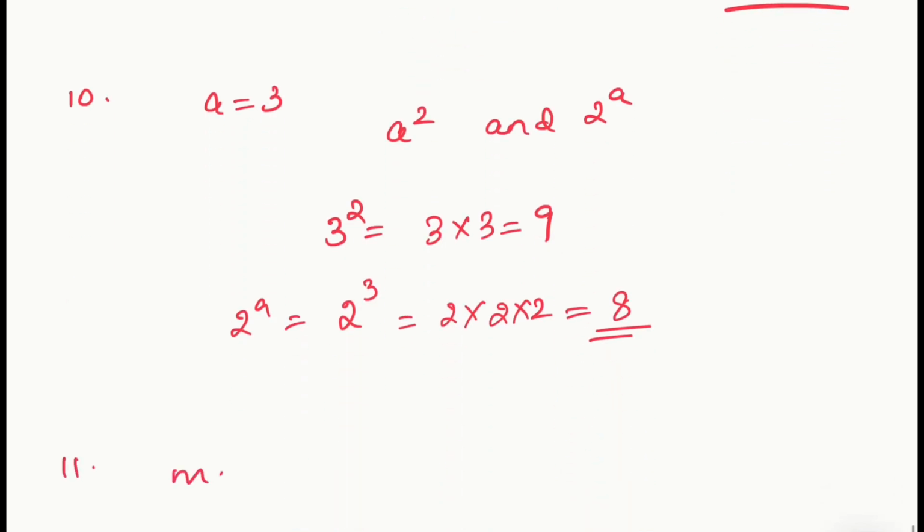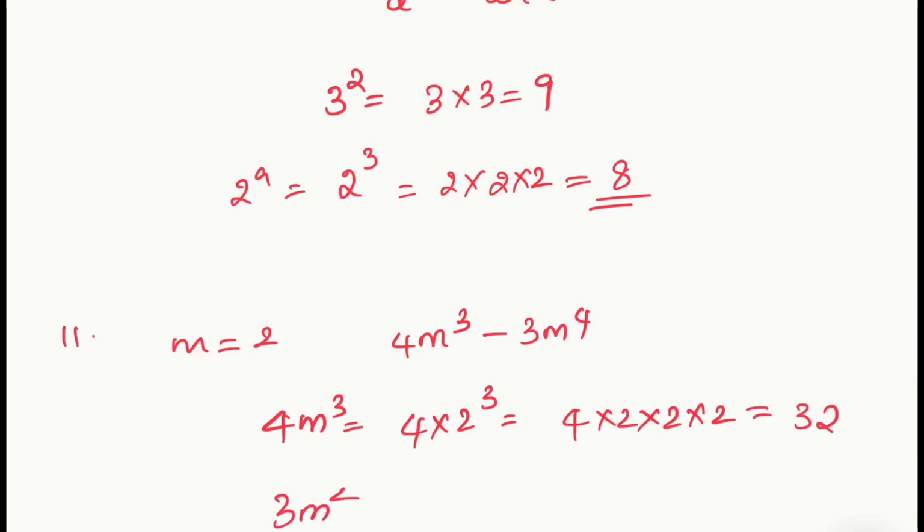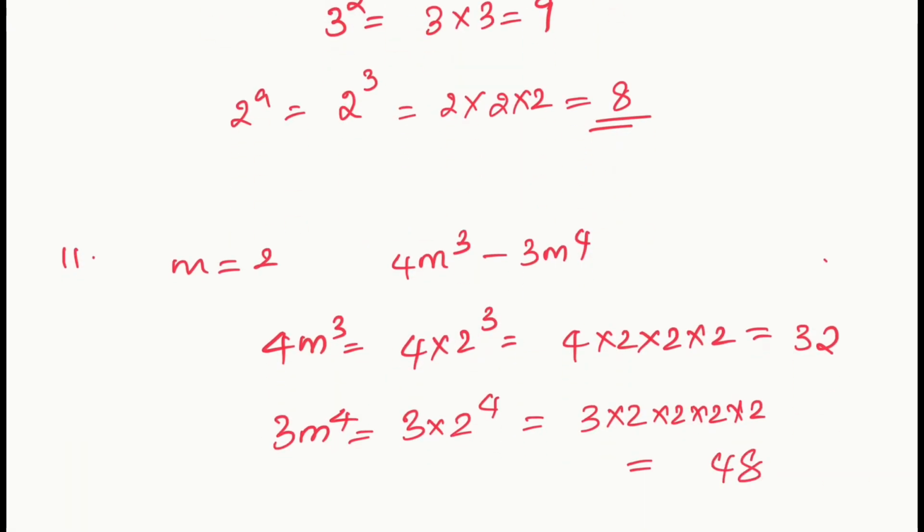11th question we have, if m is equal to 2, find the difference between 4m cube and 3m to the power of 4. So let's find out what is 4m cube. That is equal to 4 into 2 to the power of 3. 4 into 2 into 2 into 2, that is equal to 8 4s are 32. Similarly, 3 into m to the power of 4 is equal to 3 into 2 to the power of 4. 3 into 2 into 2 into 2 into 2. That is equal to 2 2s are 4, 4 2s are 8, 8 2s are 16, 16 3s are 48.